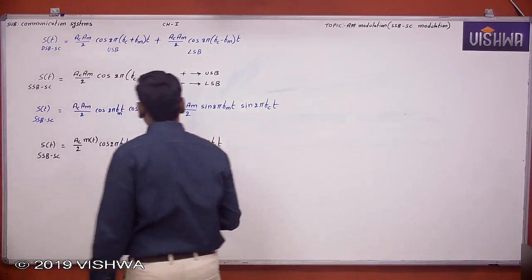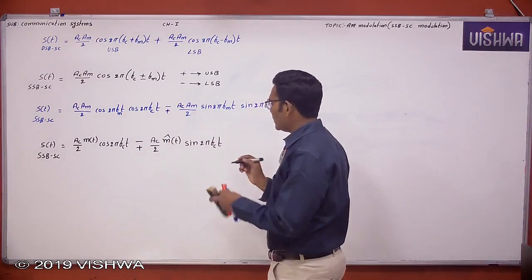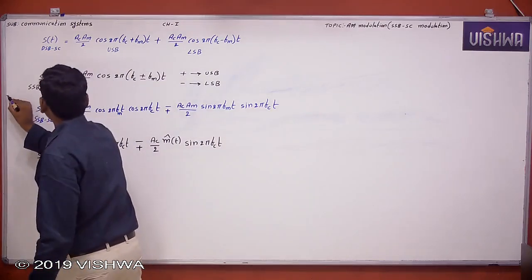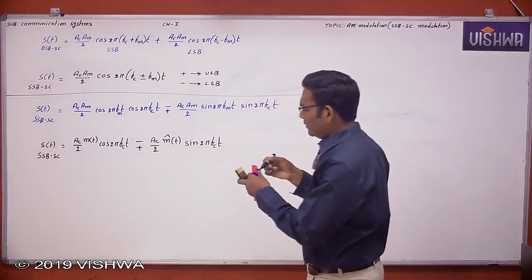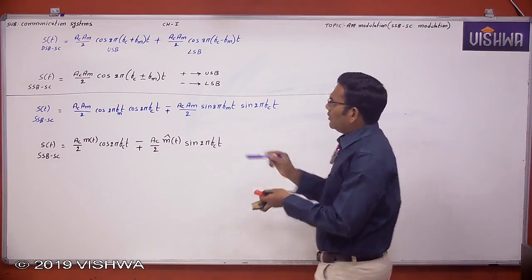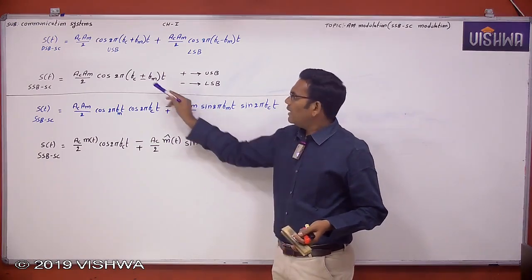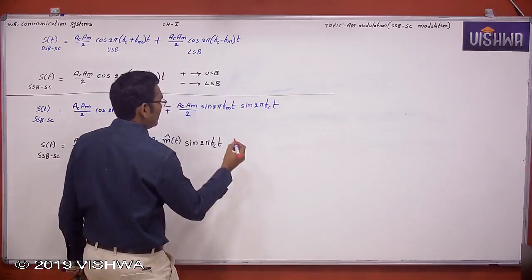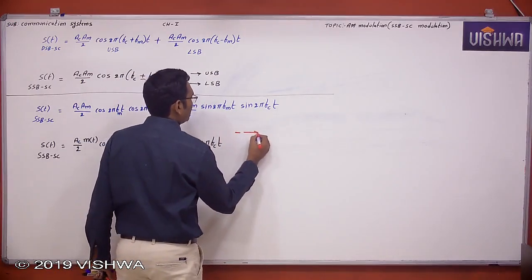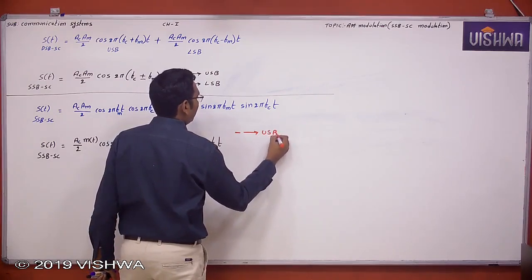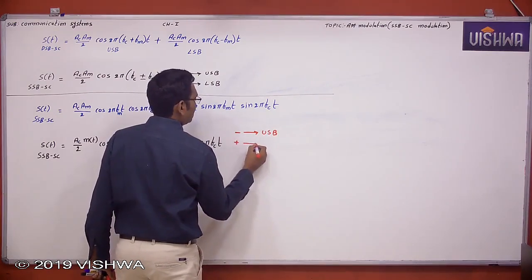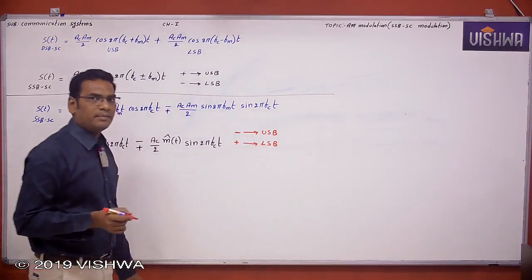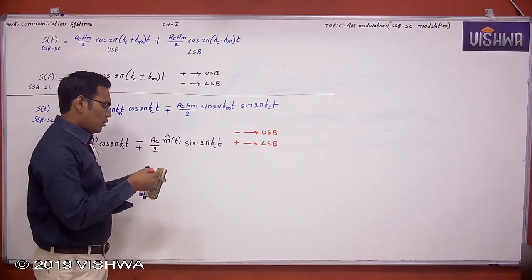Here you just see here, what is minus and what is plus here? Here minus in this equation, now this is expanded. So in this expanded equation, now this plus will become minus and minus will become plus. Therefore this minus is nothing but upper sideband, and this plus is nothing but lower sideband.